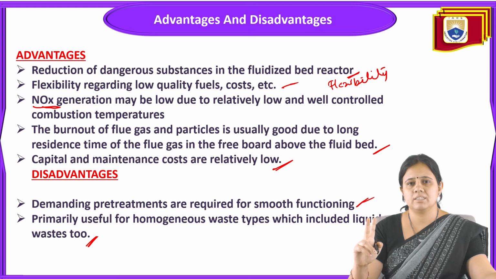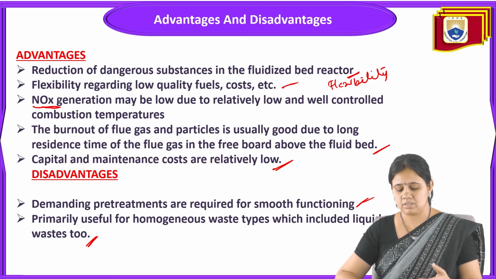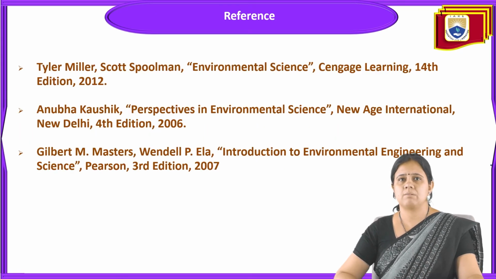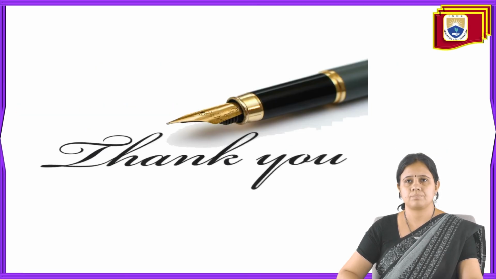So these are some of the advantages that are very beneficial for this fluidized bed incinerator. There are only two disadvantages: first, some pre-treatment is required for the waste for smooth functioning, and second, it is primarily useful for the homogeneous waste type, which includes liquid waste too. So we have discussed the types of incinerator. These are some examples of textbooks which you can refer to for more in-depth study of this type of incinerator and the incinerator functions.